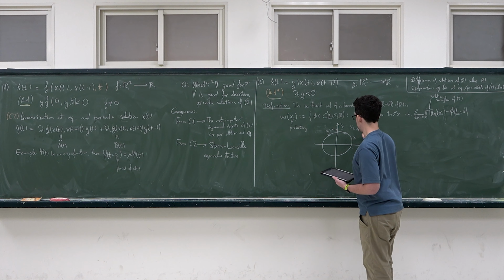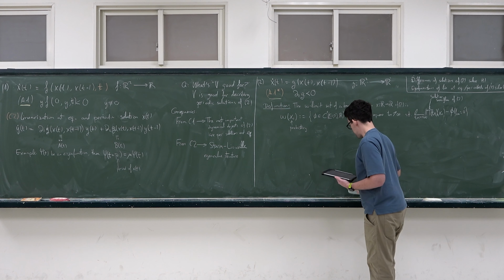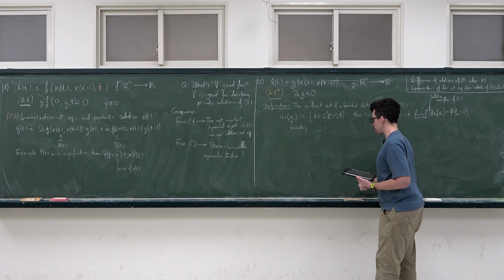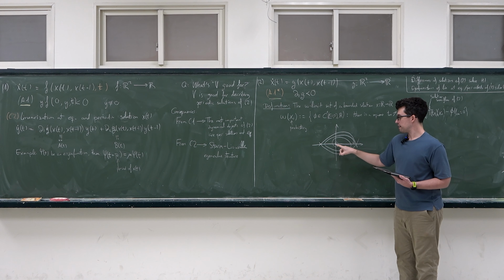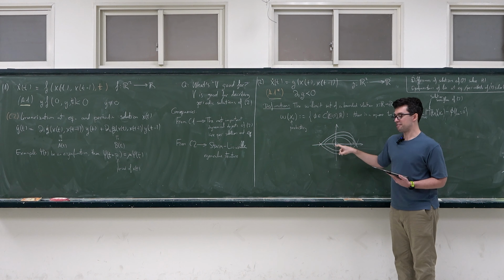But there are more complicated situations, right? Say that I start, let's do things in the plane. Let's say that maybe this point is a source, and out here I have a heteroclinic loop like this. And this is a source, and there is nothing in between. So then what's the omega limit set of the source itself? If I pick my point right here.